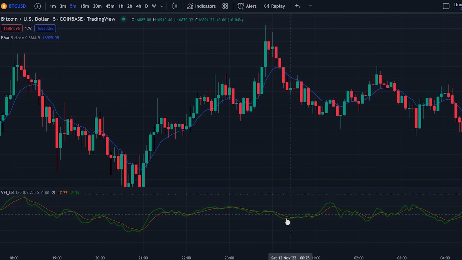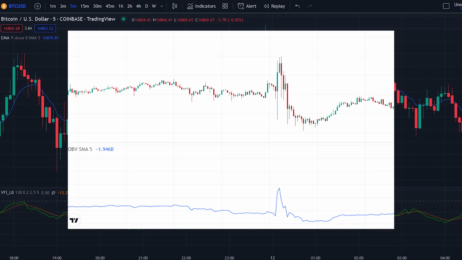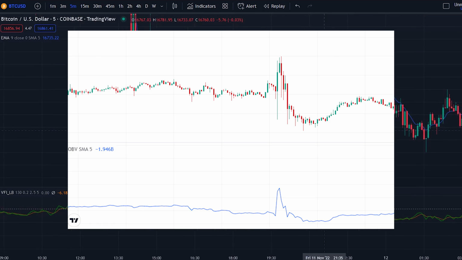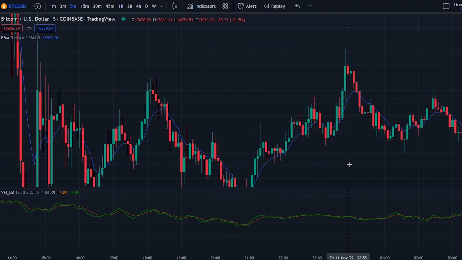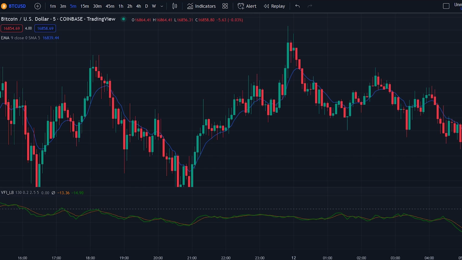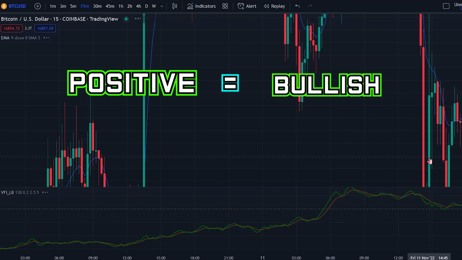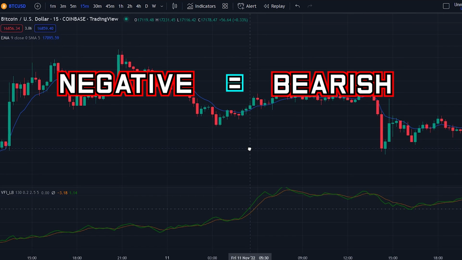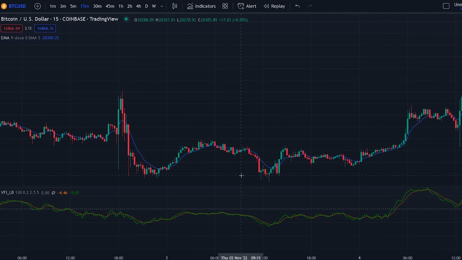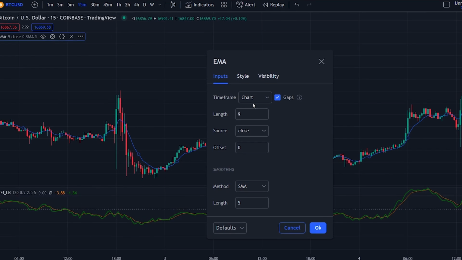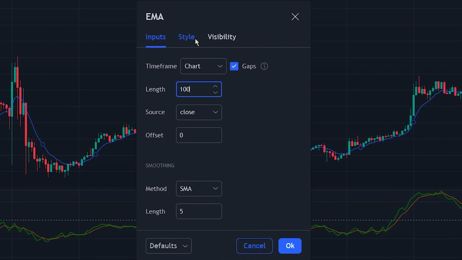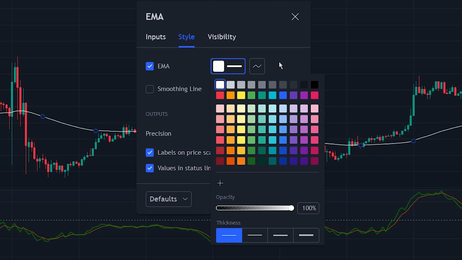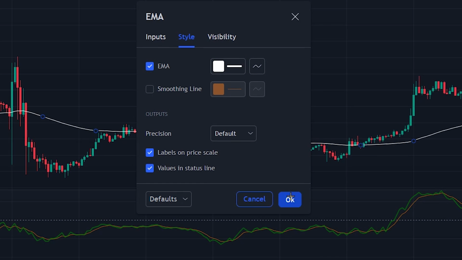This indicator is based on the popular OBV indicator, but there is a very important change that has been made. The indicator values are no longer meaningless. Whenever the indicator is positive, we can assume that we are in a bullish market, and whenever the indicator is negative, we can assume that we are in a bearish market. We won't be changing the volume flow indicator settings, however, we will change the EMA length to 100. After that, we will also change the color to white to make it easier to see. Now let's take a look at how we can use the indicator.